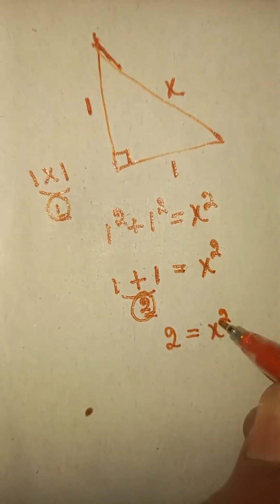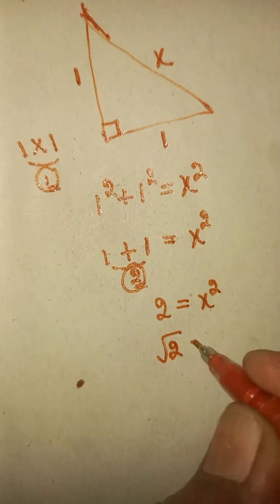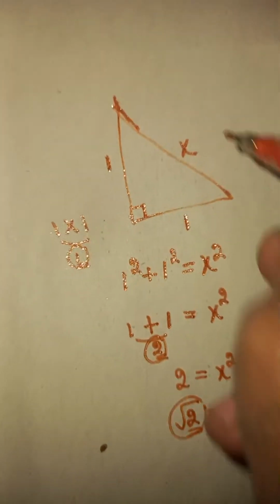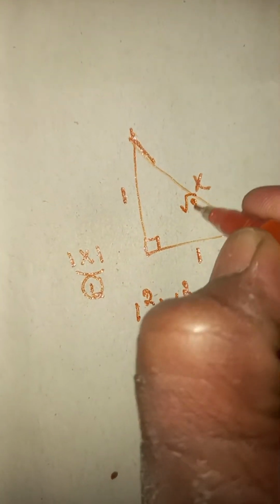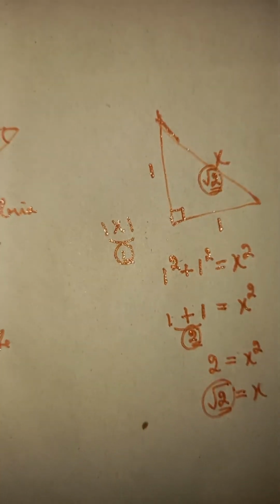When there is an equality symbol, the square that comes on this side becomes a root on the other side. So it is root 2. The x value is root 2. So this hypotenuse value becomes root 2. This is the problem of finding the hypotenuse in a right triangle.